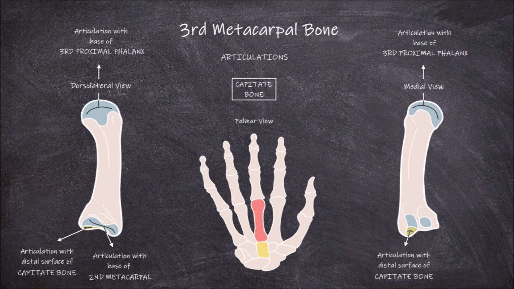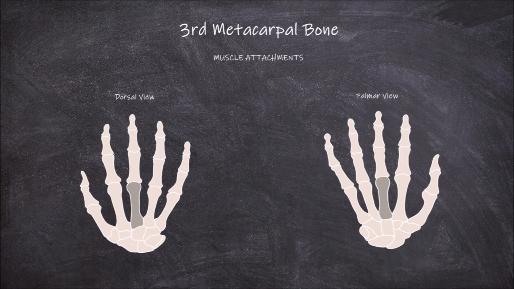The fourth and final articulation is with the fourth metacarpal bone. The remaining facet on the medial side of the base of the third metacarpal articulates with the facet on the lateral side of the base of the fourth metacarpal bone. What about the muscles that attach to this bone?